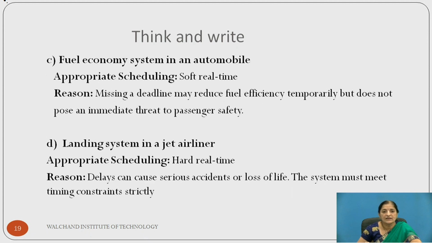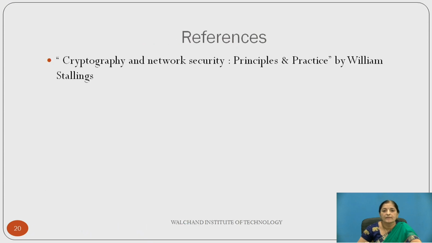Fuel economy system in an automobile. Appropriate scheduling is soft real time, because missing a deadline may reduce fuel efficiency temporarily but does not pose any immediate threat to passengers' safety. Fourth one, the landing system in a jet airliner. Appropriate scheduling is hard real time, because delays can cause serious accidents or loss of life. The system must meet the timing constraints very strictly here.